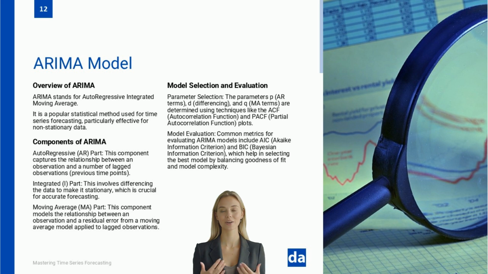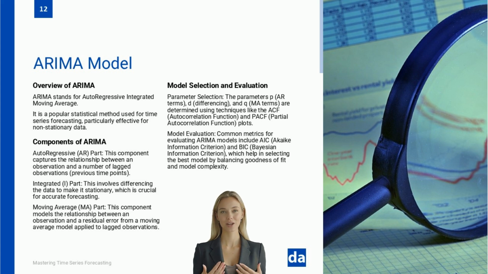The first part is the autoregressive (AR) component, which captures the relationship between the current observation and several lagged observations from previous time points. Next, we have the integrated (I) part, which involves differencing the data to achieve stationarity, a crucial step for accurate forecasting. Finally, the moving average (MA) component models the relationship between the current observation and the residual errors from a moving average model applied to the lagged observations.